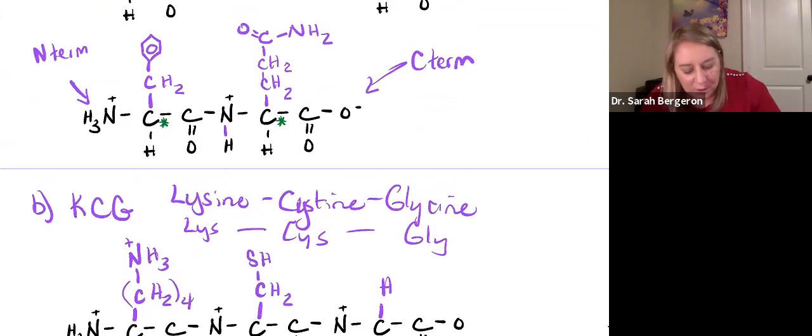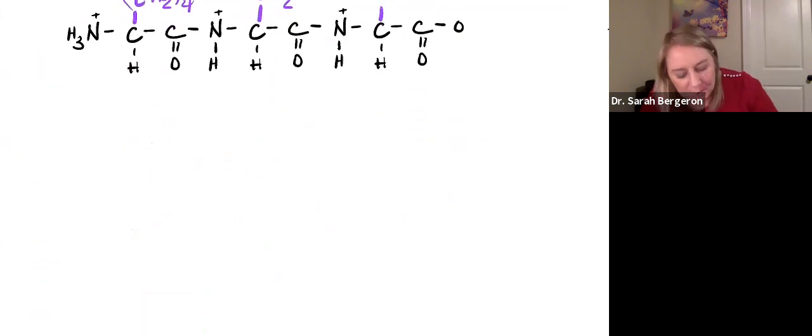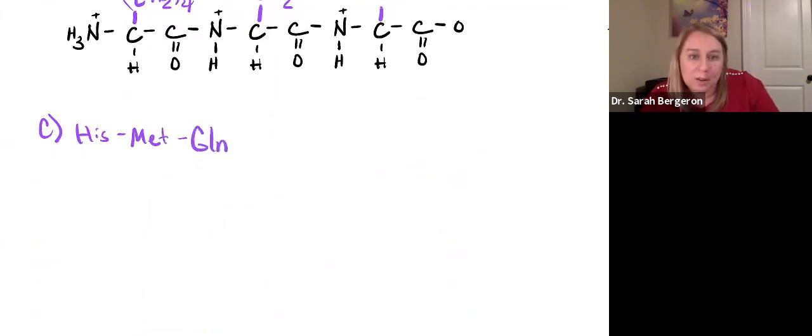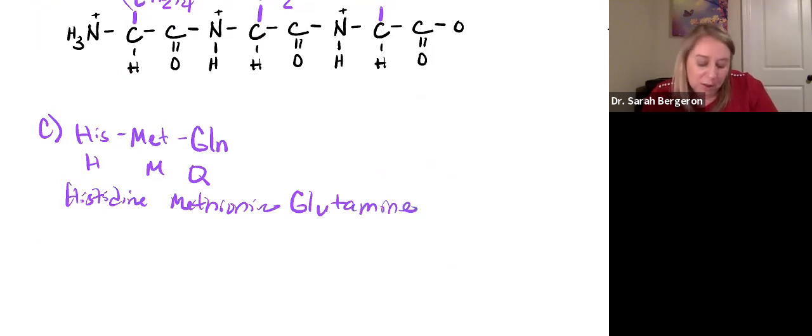All right, so the next one, what do I have? His, met, let me see this. C is his, met, and glen. So what is his, met, and glen? That's HMQ. It's my 3-letter abbreviation, HMQ, but it's histidine, methionine, and glutamine. G-L-U-T-A-M-I-N-E, glutamine. I think that's right.